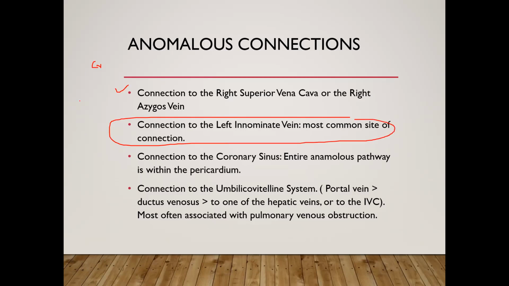What is the difference if there is a pulmonary venous confluence which is connecting to the left innominate vein? This is through the vertical vein. I want to tell what is the difference between vertical vein and the left SVC. If this pulmonary venous confluence is connected to the CS, this is the left SVC.